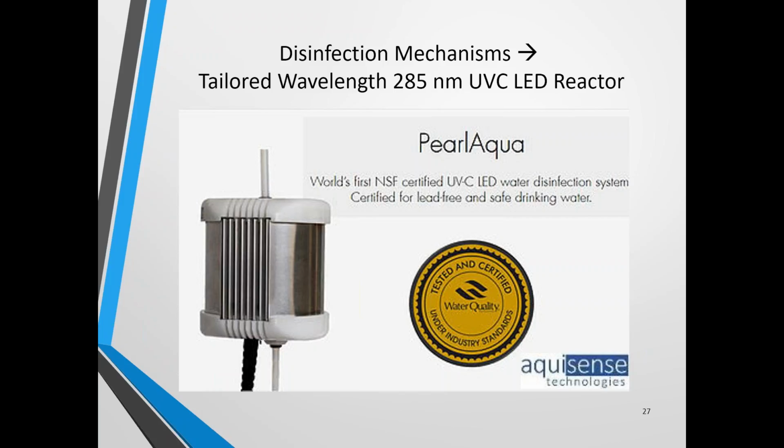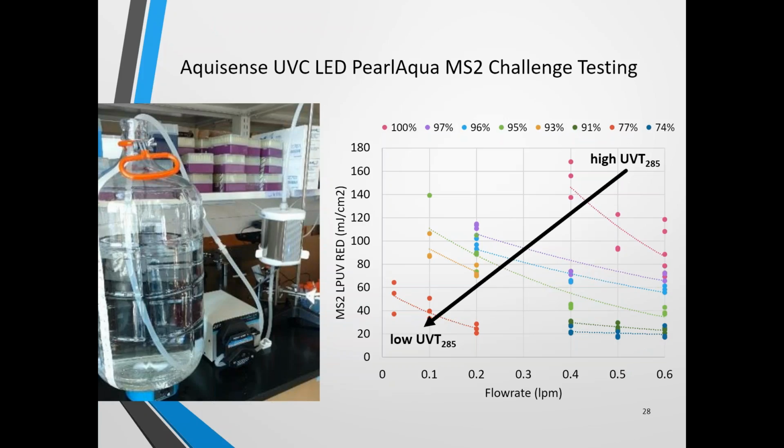They built the Pearl Aqua, which is the first certified UVC LED flow-through water disinfection system for drinking water. And we've been testing this in the London lab to prepare for field implementation at a small system in Colorado. And what I'm showing you here in the plot is the MS2 reduction equivalent dose from low pressure UV.